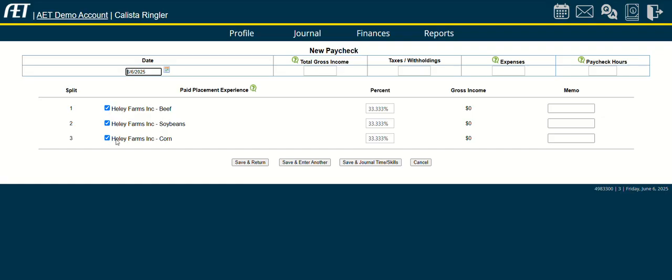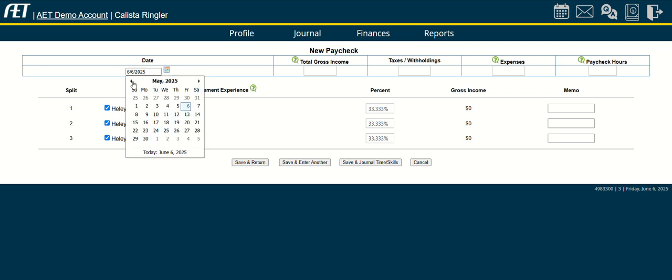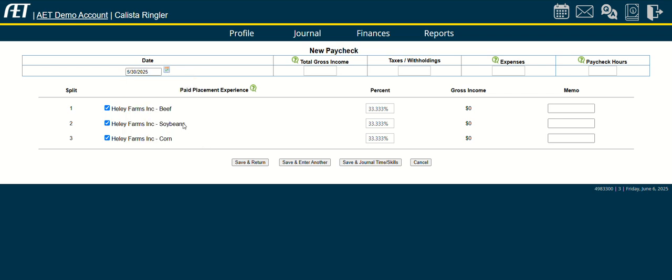Now this auto-populated all three of my different types of SAEs on that one farm, because it recognizes that this was one farm, but it has three different areas of agriculture that I'm working with. So I'm going to set the date here to wherever my paycheck date was. Maybe I got paid last Friday, so May 30th. On my paycheck, I would be told what my total gross income is. Maybe this was $800. If you have taxes and withholdings on your paycheck, you would enter that in. So let's say, for example, this was $50.